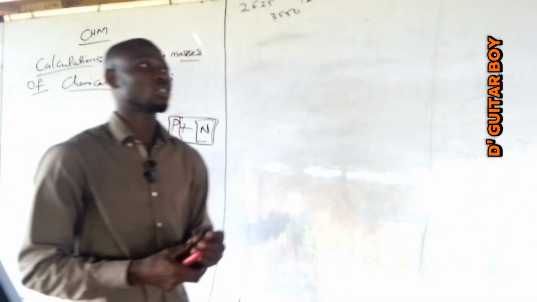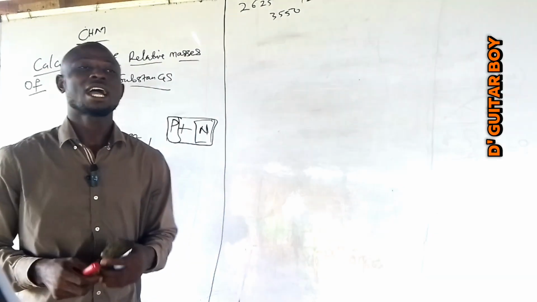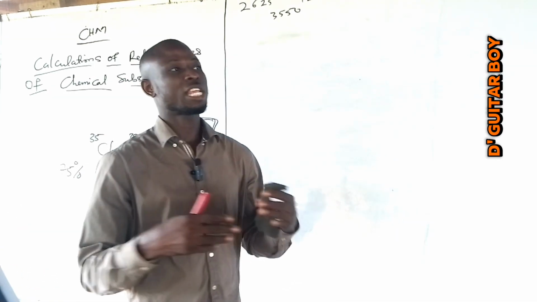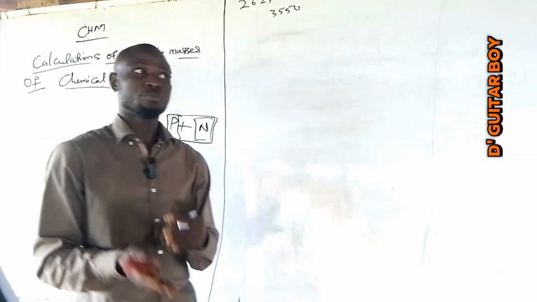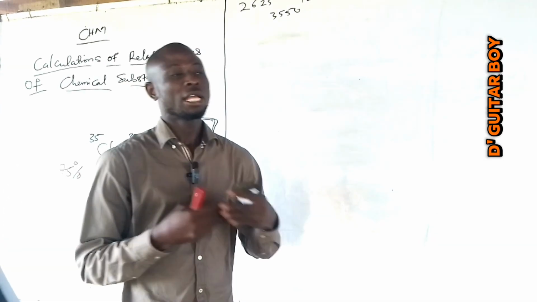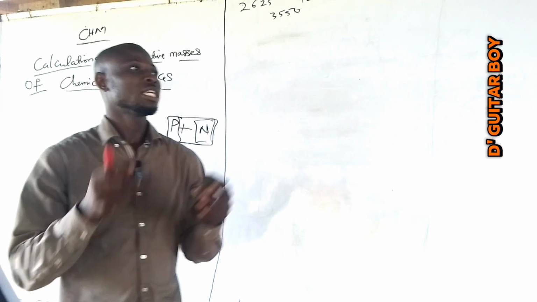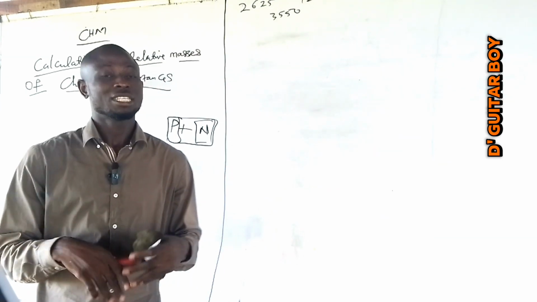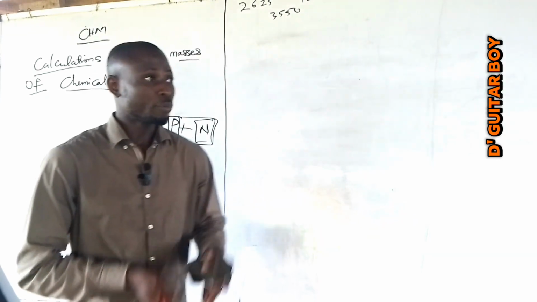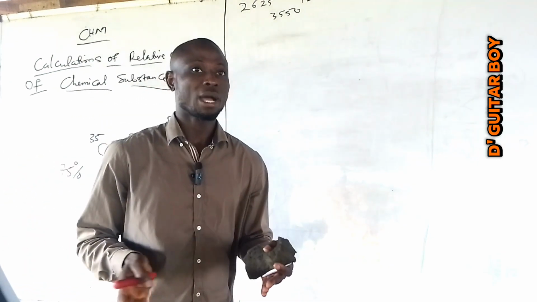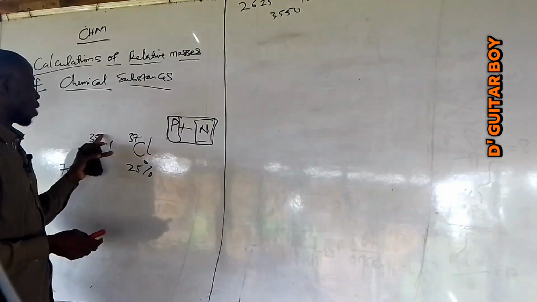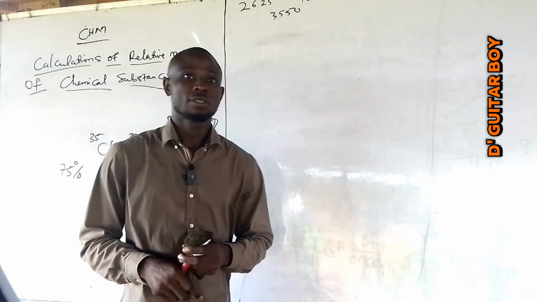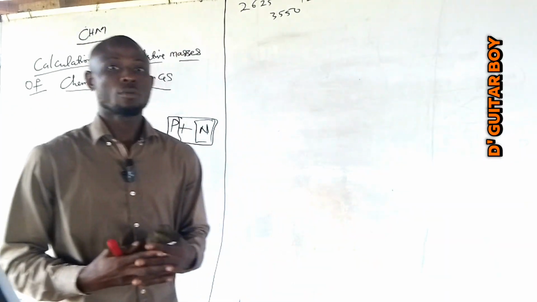You can be asked in examination, the isotopic elements have, which of these is correct? A, the same proton number, the same neutron number. B, the same proton number, different neutron number. C, the same neutron number but different proton number. The answer is apparently B. They have the same proton number but different neutron number. And if that is the case, that is the reason why their mass numbers are different.